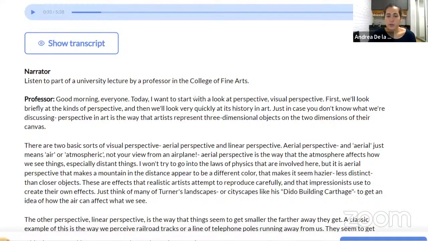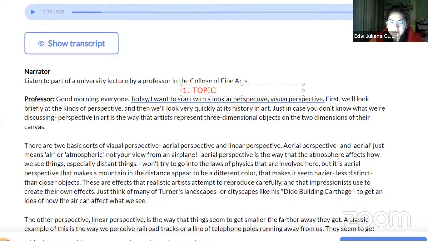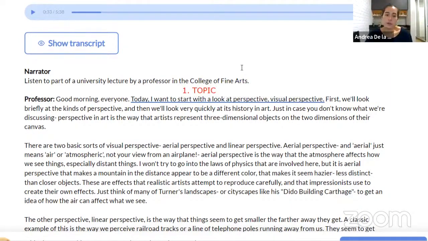What is this? When he says, today, I want to start with a look at perspective, visual perspective. What is that? He's mentioning the topic. Exactly. That is the topic of the lecture, right? In the introduction. Then we have first, we look briefly at the kinds of perspective, and then we'll look very quickly at its history in art. What is that?